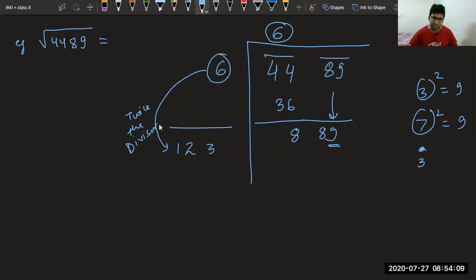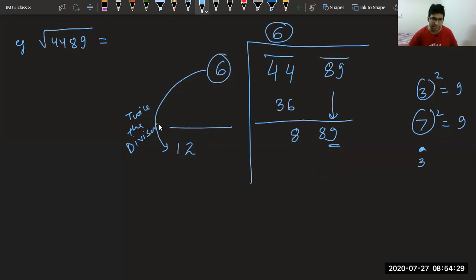All of you, it can be either 3 or 7. Let me try with 3. Let us see what happens. 3 3s are 9. 3 2s are 12. 3 1s are 3 plus 1, 4. Not the correct answer. So the correct answer will be 67. Let us check that also.